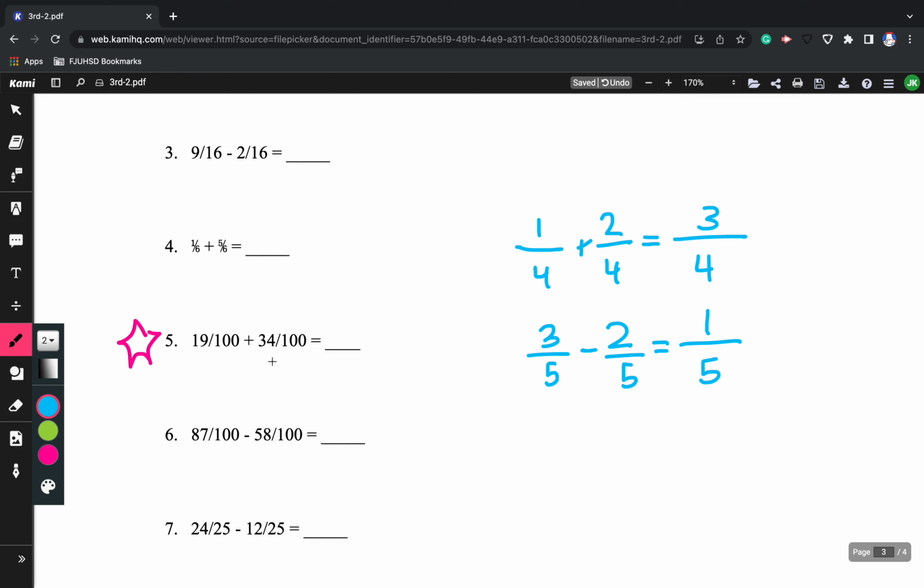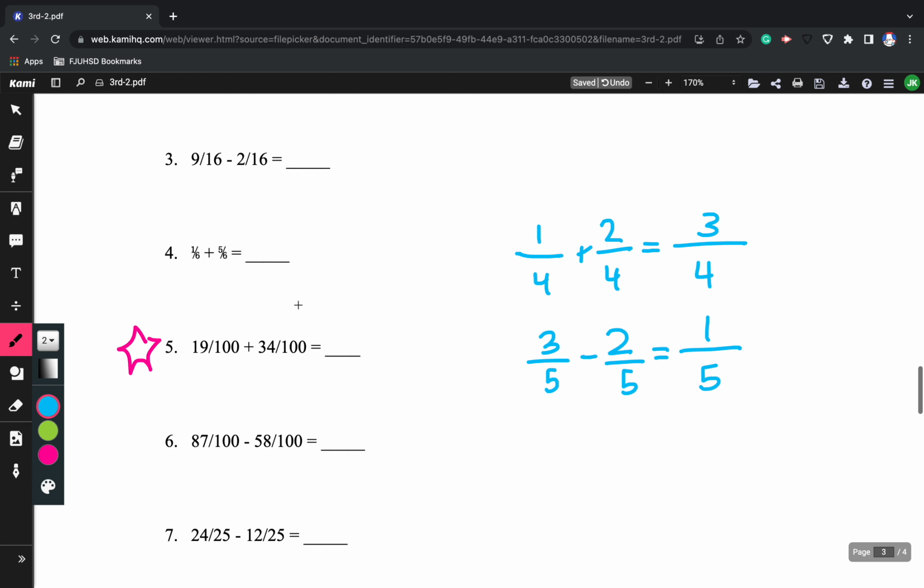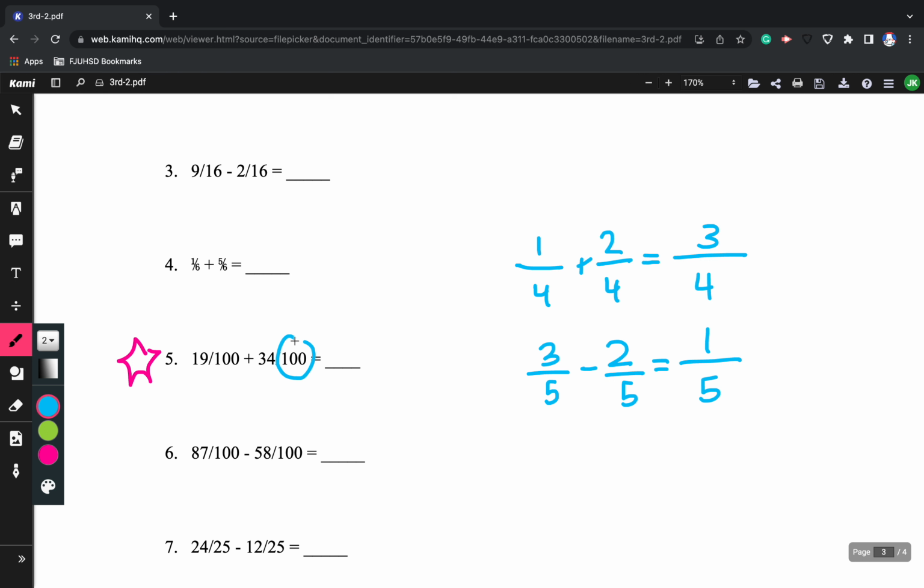So let's take that and put it into number 5. Since the denominators are the same, when you add, you just have to add the numerators. So 19 plus 34, that is 53, and therefore that's 53 over 100.